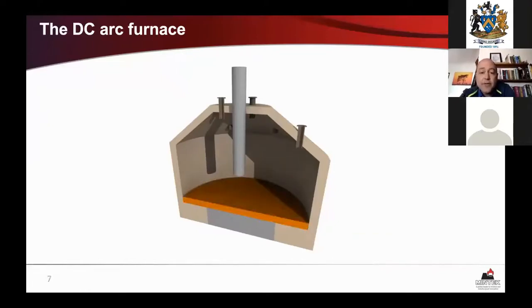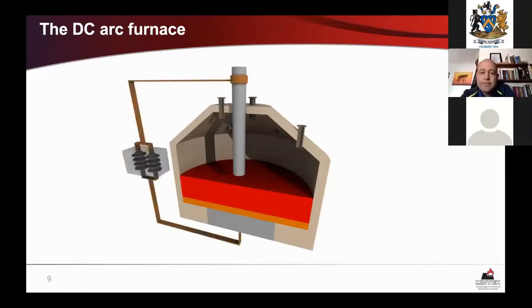And inside the furnace, you've got a bath of dense molten metal. And on top of that is floating a bath of lighter slag. Those two are immiscible liquids, so they're a bit like oil and water. They form two separate phases. To power your furnace, you connect the electrode and your anode up to a power supply, which converts AC electricity from the grid to DC electricity for the furnace using a transformer and rectifier combination.